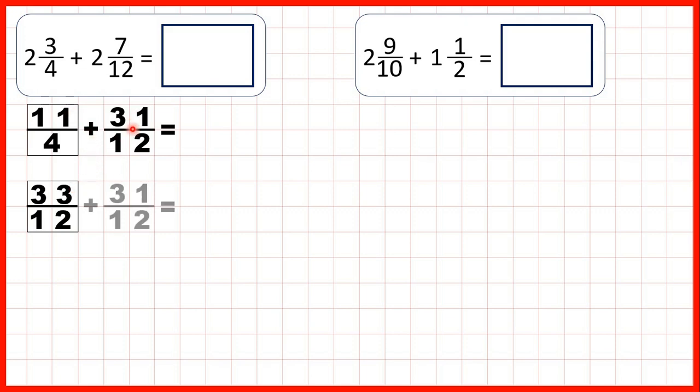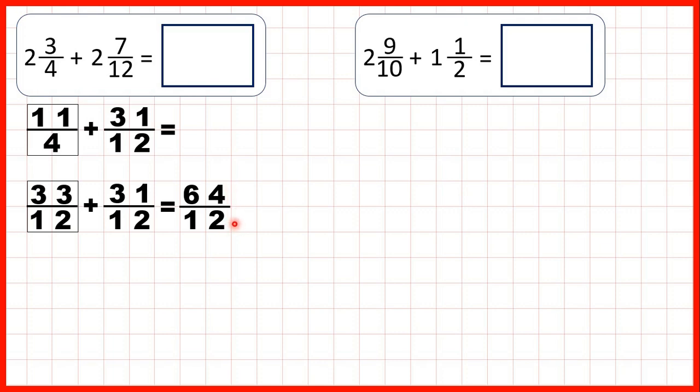So now we can add the 31/12, and remember, when we're adding fractions with a common denominator, the denominator stays the same in our answer, and 33 plus 31 is 64. So, as an improper fraction, our answer is 64/12.